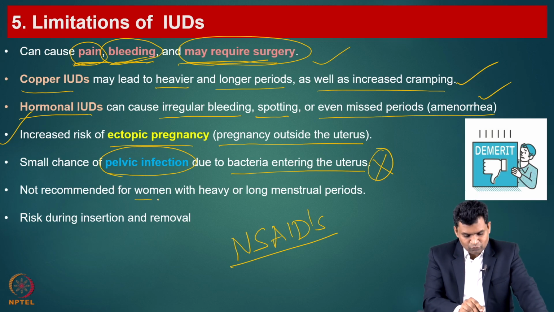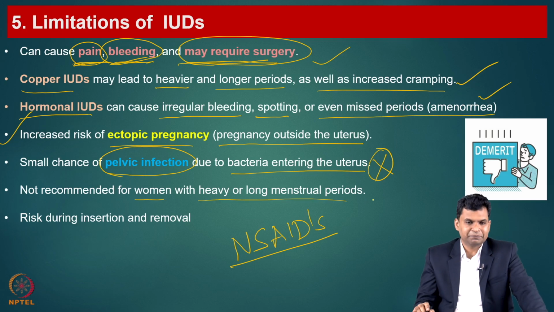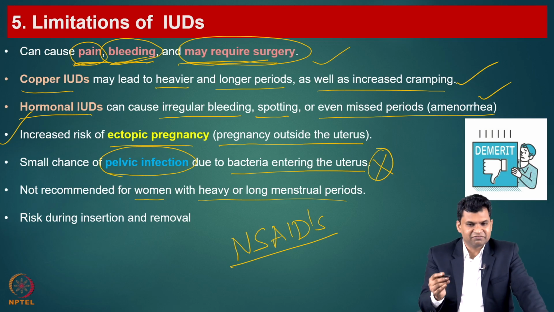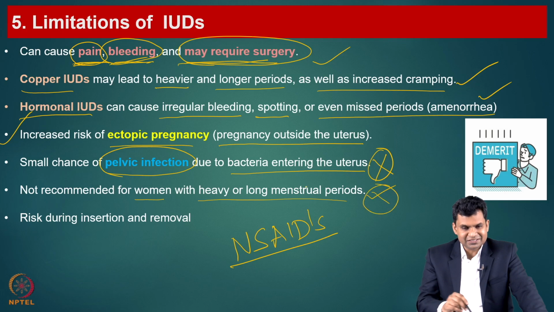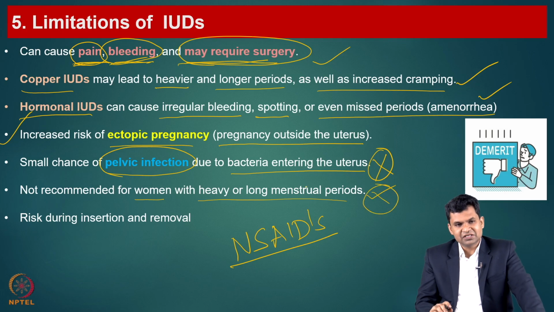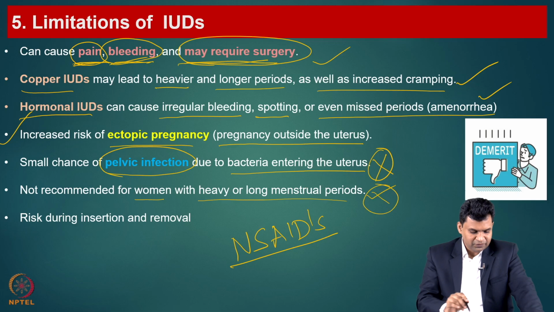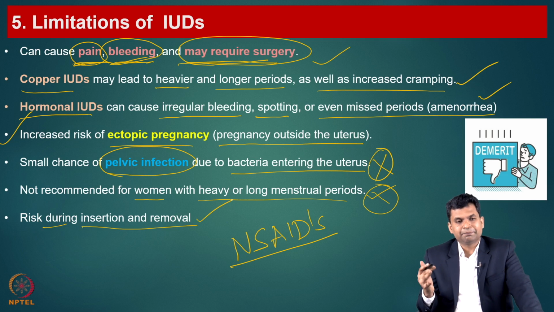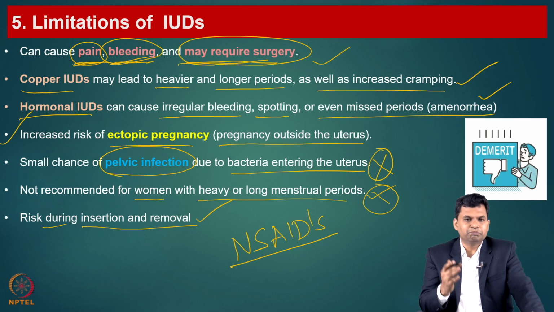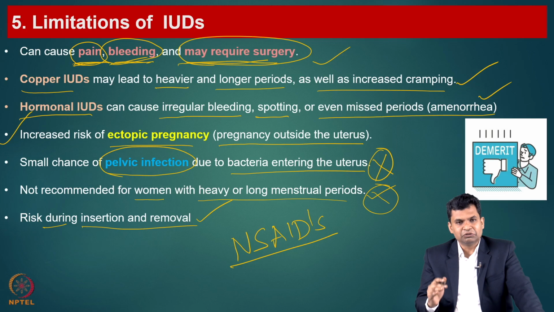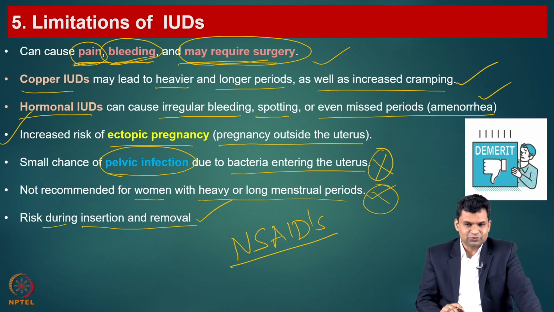IUDs are not recommended for a woman with heavy and long menstrual periods. In such cases, definitely we cannot prefer IUDs. We need to avoid them and go for other conventional contraceptive mechanisms. Risk during insertion and removal is also one of the major problems. After training, practitioners can perform the insertion and removal of the IUDs.